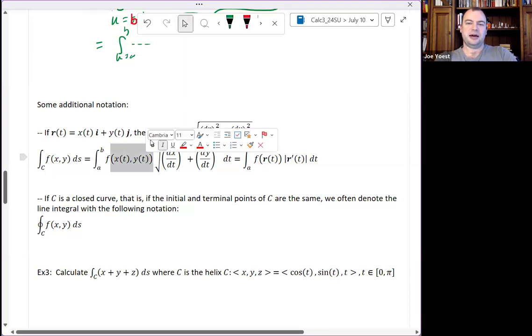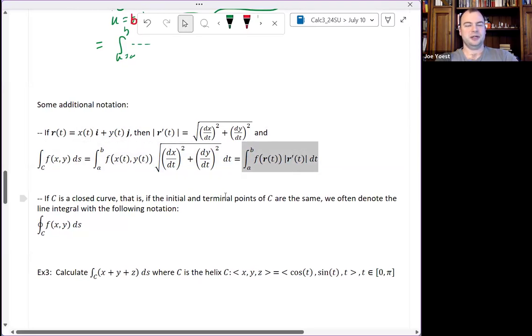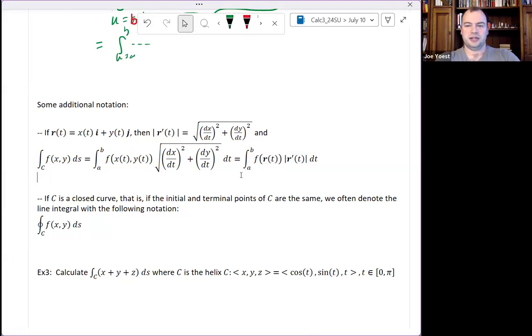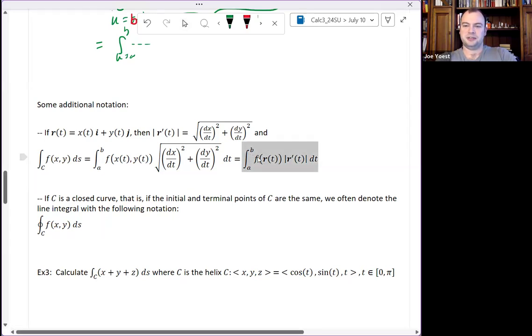So we really see that this whole radical is just the length of r prime. And the thing we're plugging into f is x, y, or just vector r. So we could write this in a much more concise notation: the integral from a to b of f of r of t times the length of r prime of t, dt. Sometimes that's a little nicer to write than all of this stuff with the square root. This notation also gives us a clue to where we'll be heading when we talk about, instead of scalar functions, integrating vector functions.